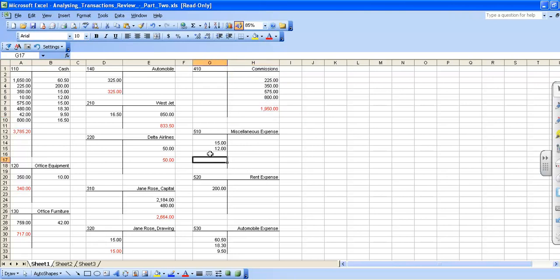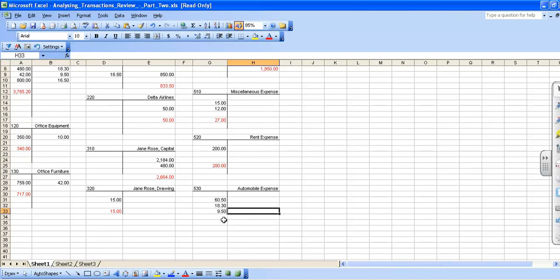When we get to miscellaneous expense, our expenses subtract from capital and therefore their balance is found on the debit side. So we're merely going to add the two amounts on the debit side, G14 to G15. And rent expense, we only have one amount, so equals G22. And our last one is automobile expense, and we're just going to add the things on the left side or the debit side. So equals sum G31 to G33.